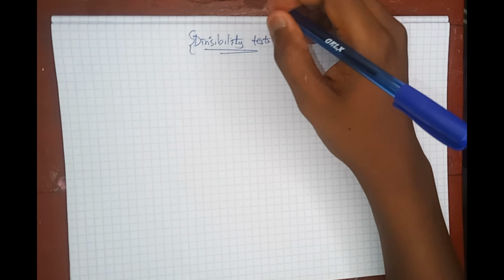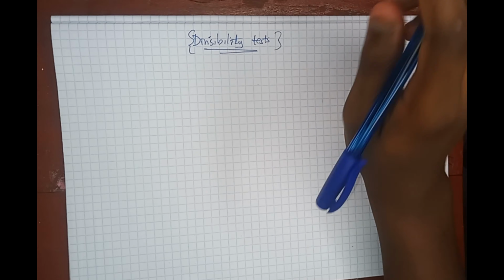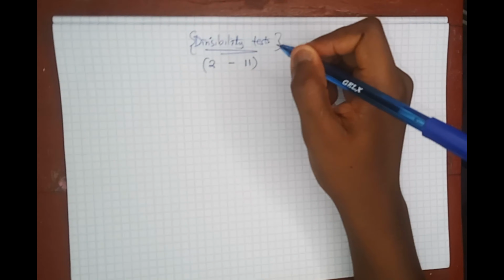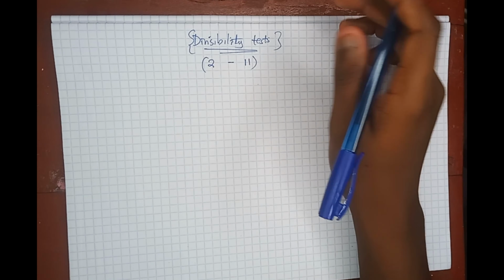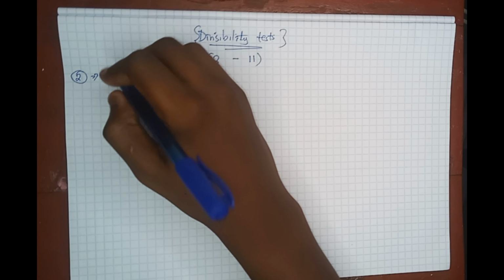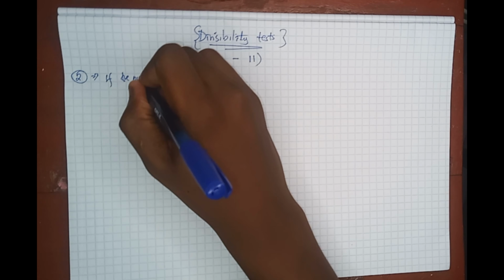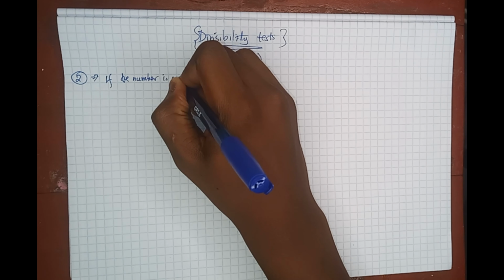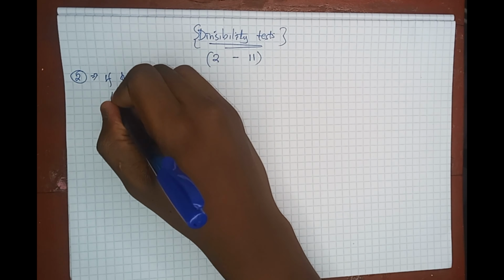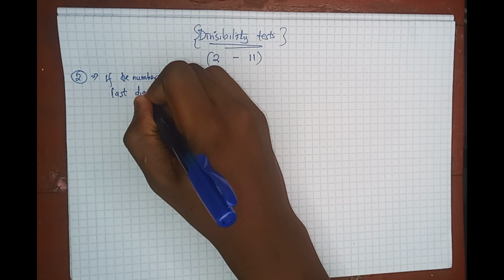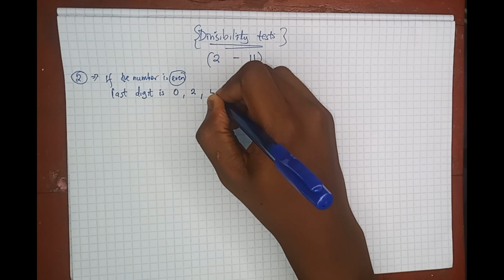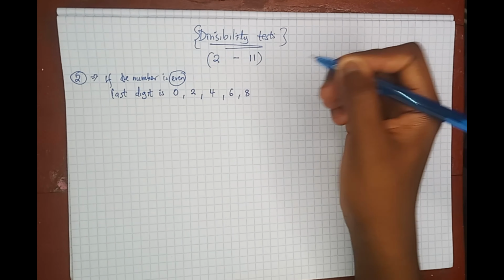So divisibility tests, the known ones are from numbers 2 to 11. Now I'll explain one by one. So let's start with 2. A number is divisible by 2 if the number is even, basically. Now what makes a number even? If the last digit is the following: 0, 2, 4, 6, 8.